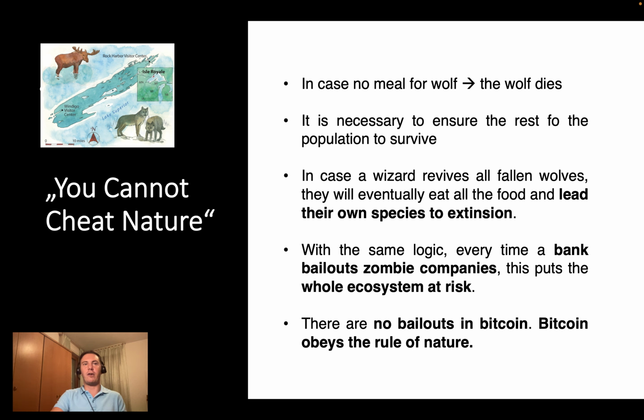Sure, you save the company, but you put the entire ecosystem at risk. Rather, we must let the market settle and recycle capital. Reviving the wolf and bailing out companies are examples of cheating nature. Each time nature is cheated, long-term systemic risk builds in the system, increasing the risk of a catastrophe or extinction.